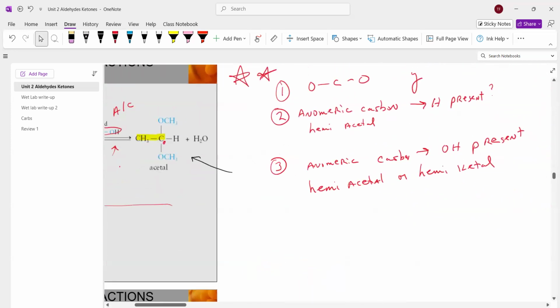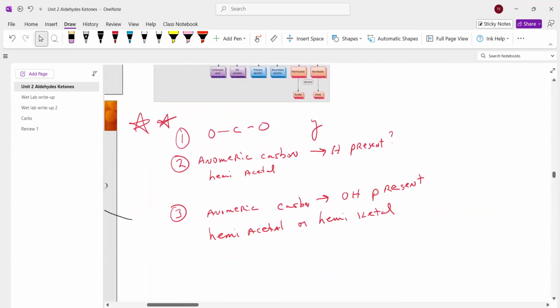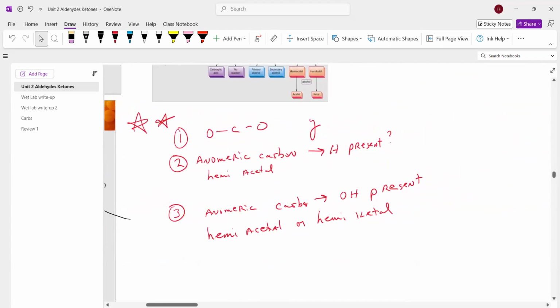Okay, so let's. Oh, a squirrel just ran by my window.